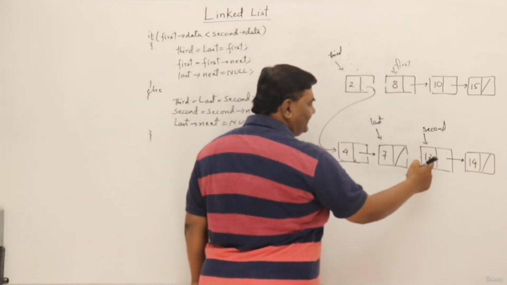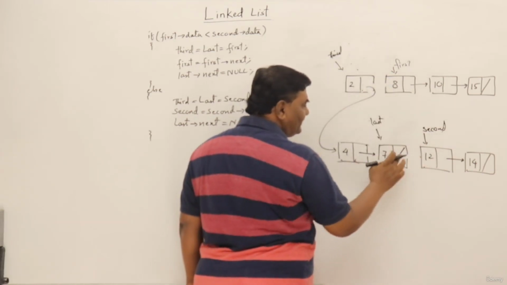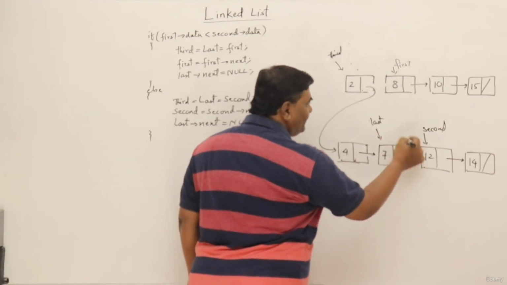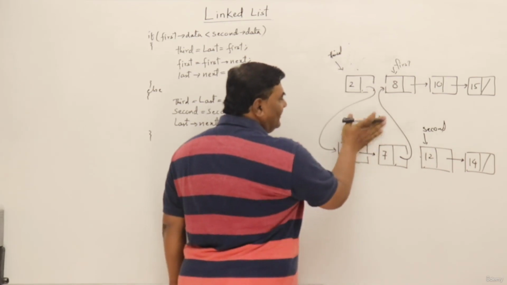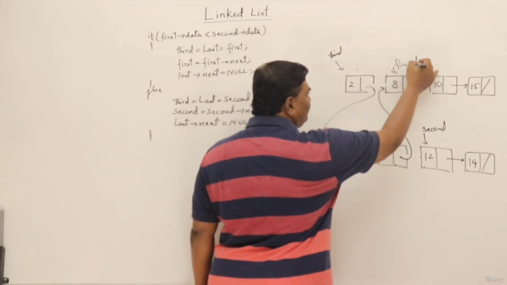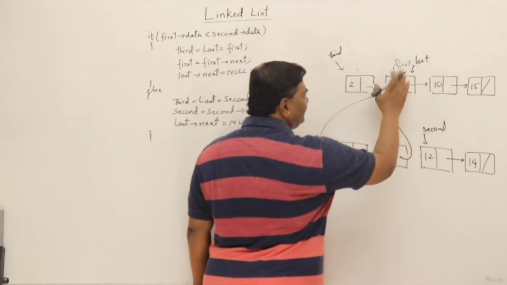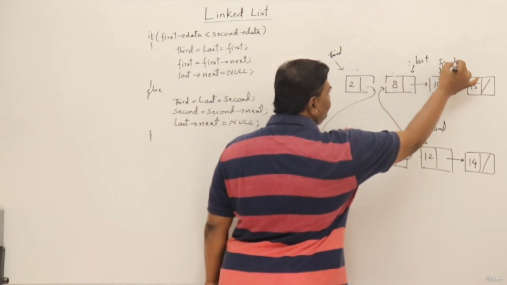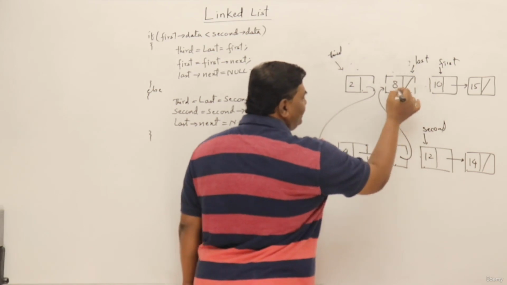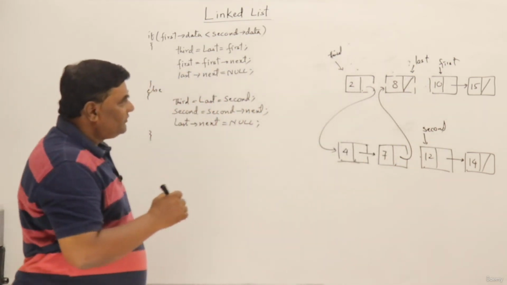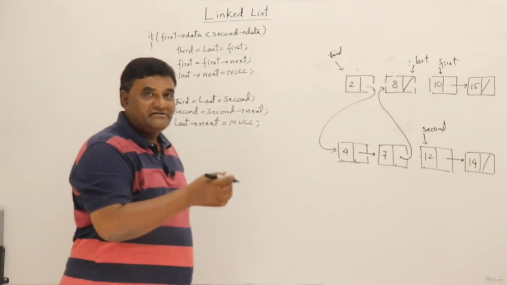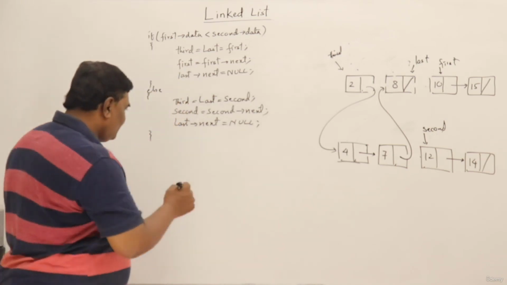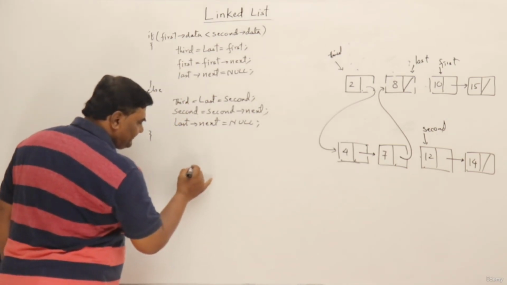Compare first data with the second's data. First data is smaller. So make last next point on this data and move last to that pointer, whether it is first or second. Then move first to next node. First is moved to next node. And last next should be made as null. This is what I have to do, whoever's data is smaller. So again, I will write the code here.